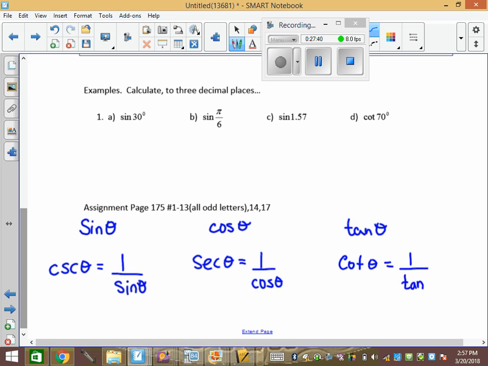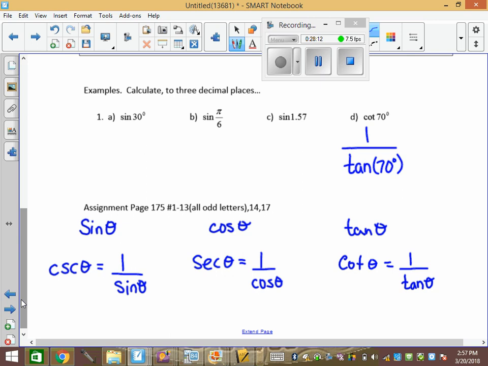Now for those of you who are freaking out, all 3 of those are on your formula sheet. No memorization needed. They are there. It's not bad. So if they give you cotan of 70, the only way you can plug it into your calculator is 1 divided by tan of 70. Now keep in mind, it's 70 what? So your calculator needs to be in degrees.